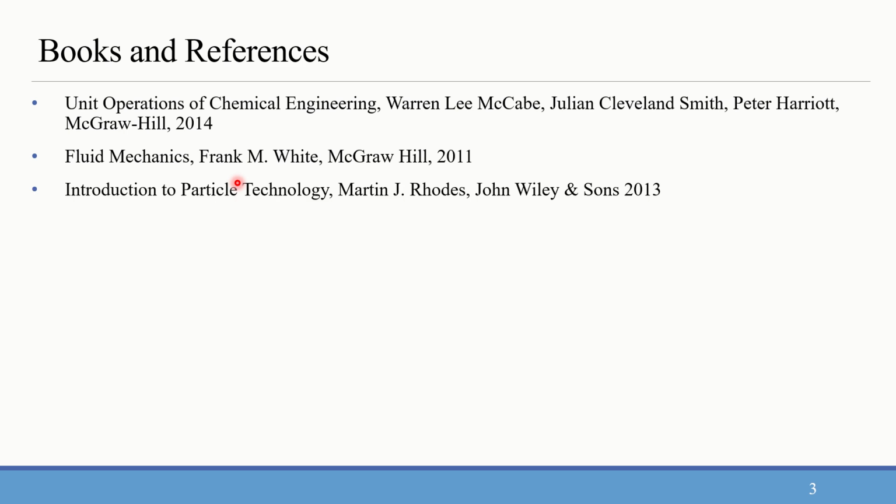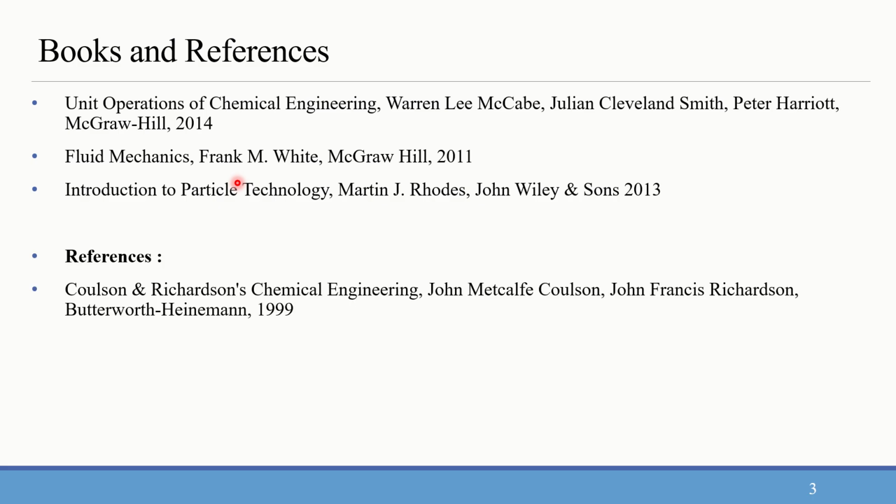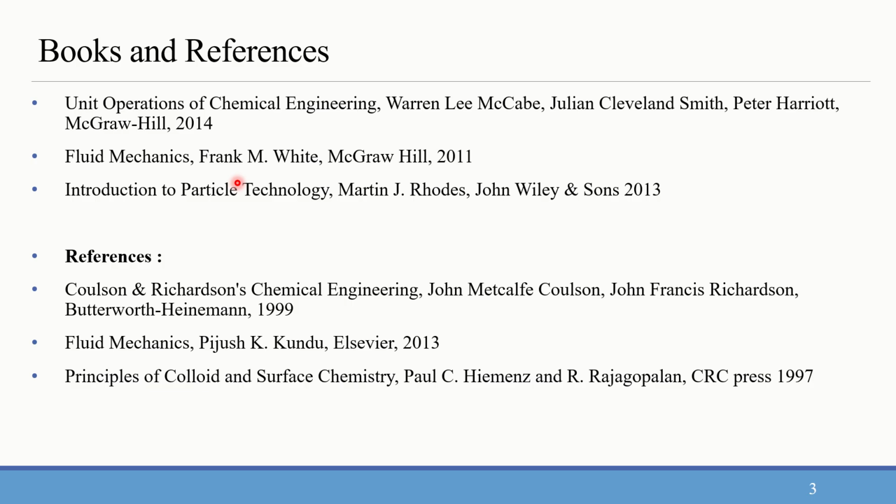For books and references, we have Unit Operations of Chemical Engineering by Warren Lee McCabe, Julian Cleveland Smith, Peter Harriott, McGraw-Hill 2014. Fluid Mechanics by Frank M. White, McGraw-Hill. Introduction to Particle Technology, Martin J. Rhodes. And for a few references, we have Coulson and Richardson's Chemical Engineering, John Metcalfe Coulson, John Francis Richardson, Butterworth Heinemann, Fluid Mechanics by Piyush K. Kundu, Principles of Colloid and Surface Chemistry by Paul C. Hiemenz and Raj Rajagopalan, Transport Phenomena by Bird, Stewart, and Lightfoot.